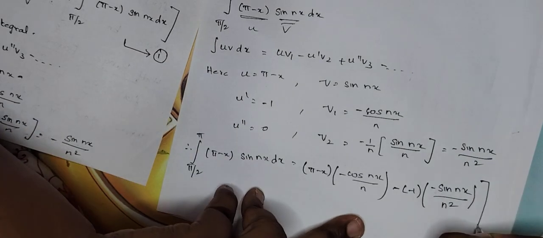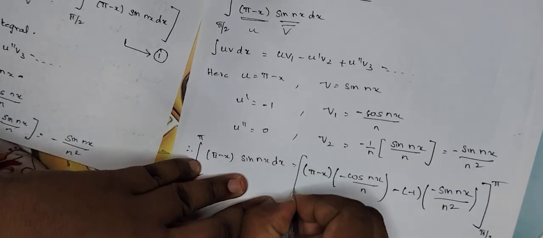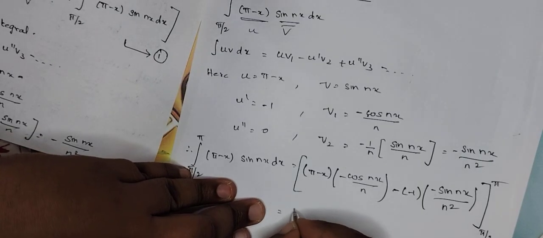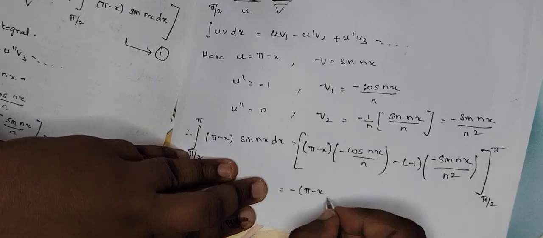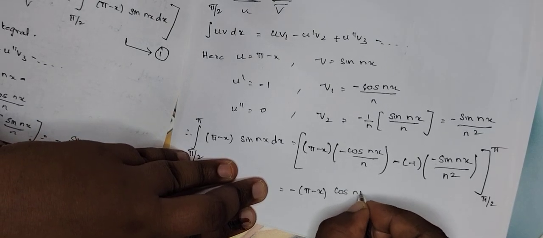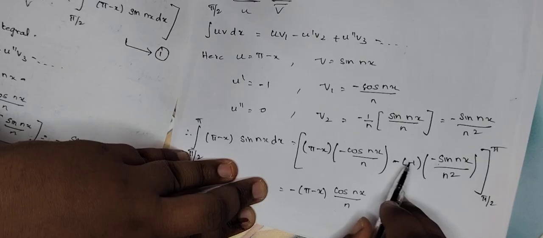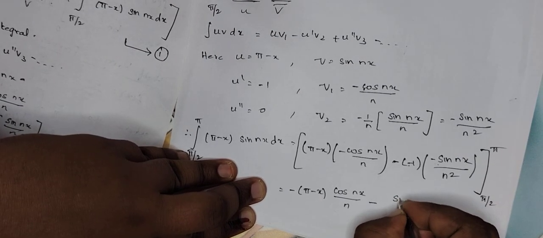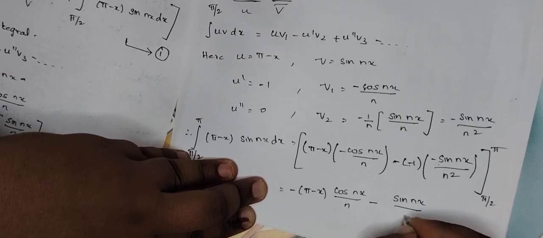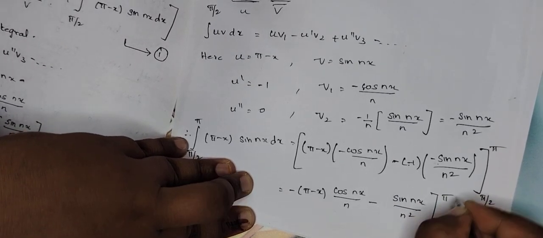So the remaining terms are 0 and the limits are pi by 2 to pi. Okay. So this is equal to minus (pi minus x) into cos nx by n. Then here we have three minus signs: minus into minus is plus, plus into minus is minus. So minus sine nx by n square, and the limits are pi by 2 to pi.